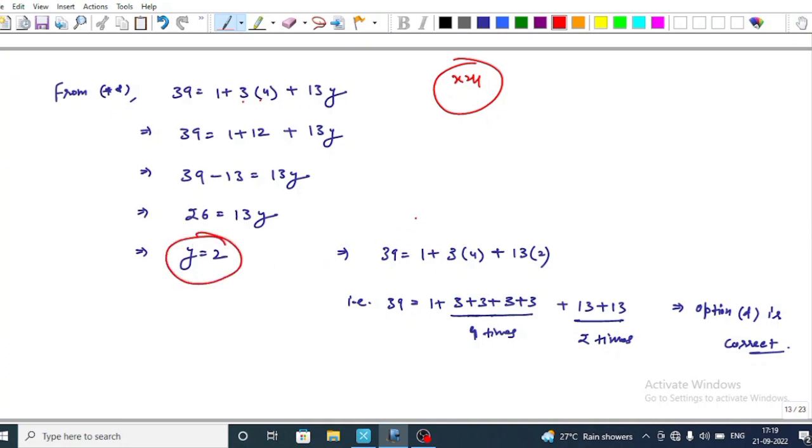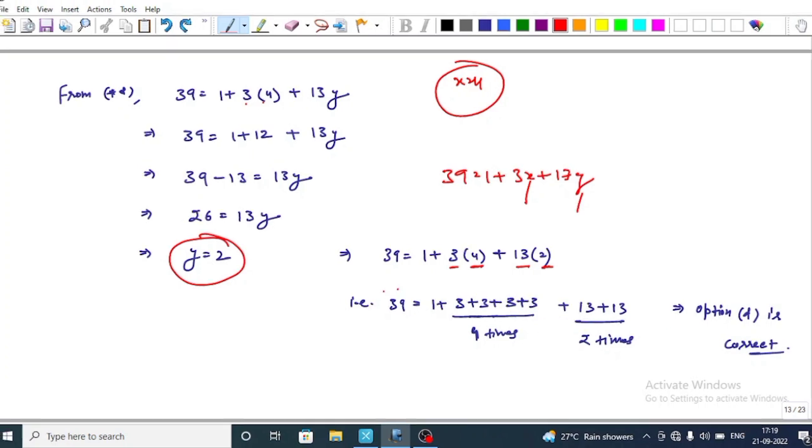This implies that as we have 39 is equal to 1 plus 3x plus 13y, x is equal to 4 and y is equal to 2. That is, 39 is equal to 1 plus 3 into 4 plus 13 into 2. This implies that 3 repeats 4 times and 13 repeats 2 times. That is, 39 is equal to 1 plus 3 plus 3 plus 3 plus 3 plus 13 plus 13. And this matches with our option D. This implies that option D is correct.